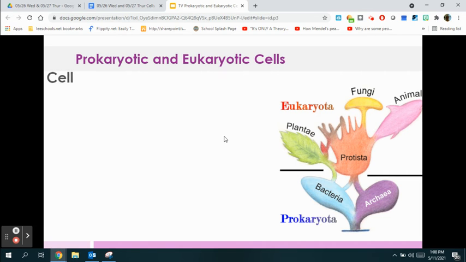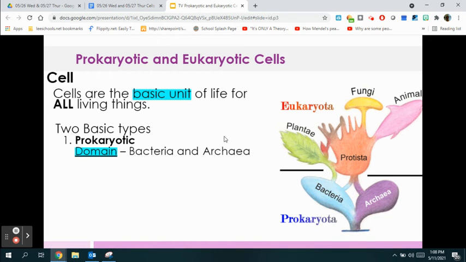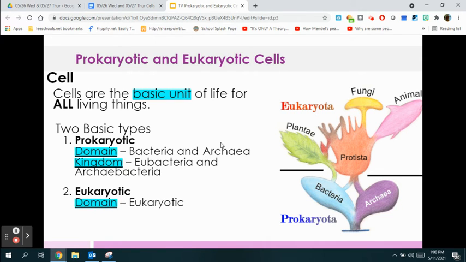Prokaryotic and eukaryotic cells. Cells are the basic unit of life for all living things. Two basic types of cells. We have the prokaryotic. The domain are bacteria and archaea. The kingdoms are eubacteria and archaeobacteria. The second type is eukaryotic cells. Domain is eukaryotic, and the kingdoms are protists, fungi, plantae, and animalia.